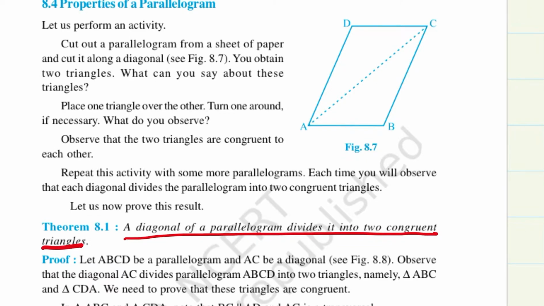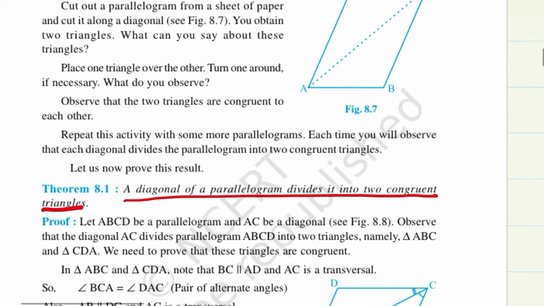Cut a parallelogram from a sheet of paper and cut it along a diagonal. You obtain two triangles, isn't it? As you can see in the figure. What can you say about these triangles? Place one triangle over the other, turn one side if necessary. What do you observe? Observe that the two triangles are congruent to each other.